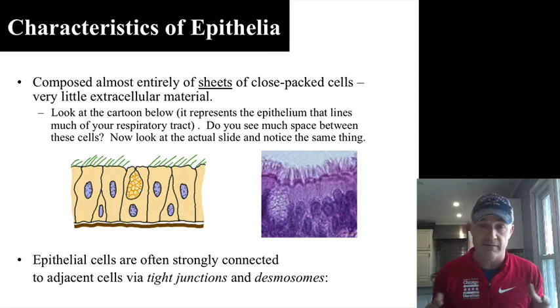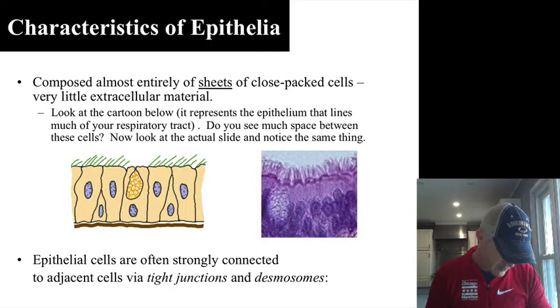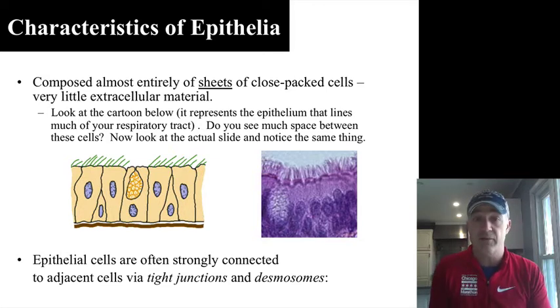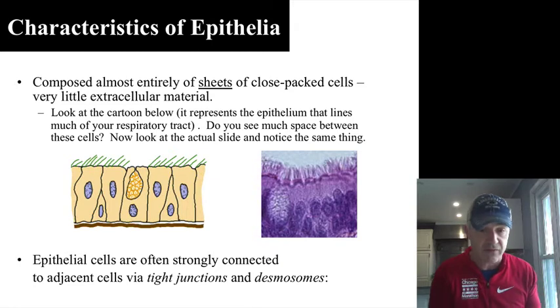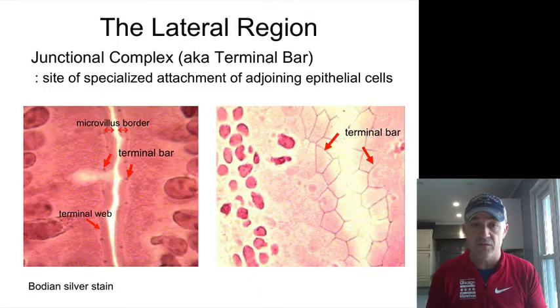You want cells, I always kind of say a brick wall is protective, but if you have a bunch of holes in that brick wall, it's not particularly protective. So we want these cells to be continuous. We want them to be tightly connected so we can't just pop a cell out and have something get through. So these are held in place by what are called tight junctions and desmosomes.